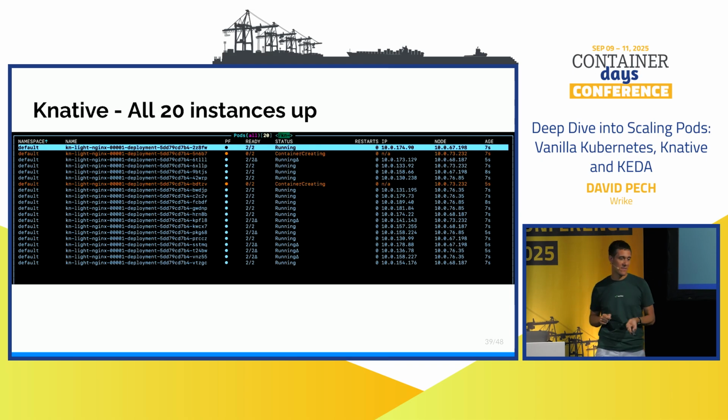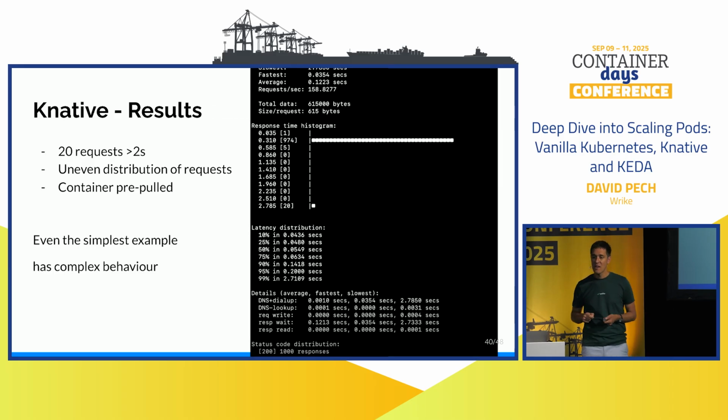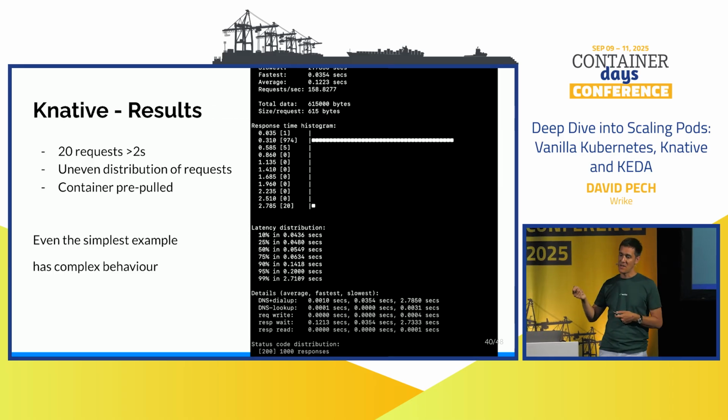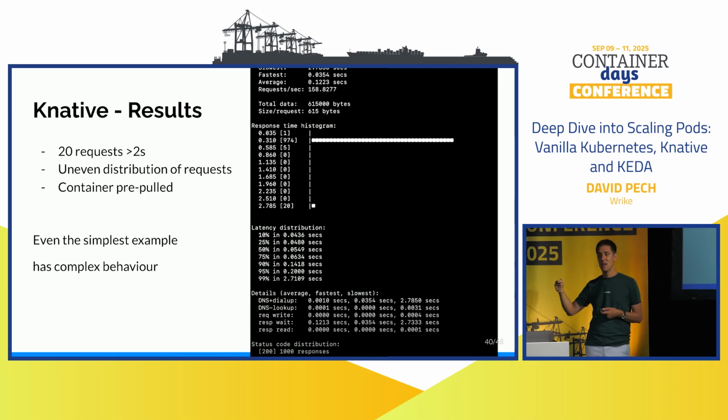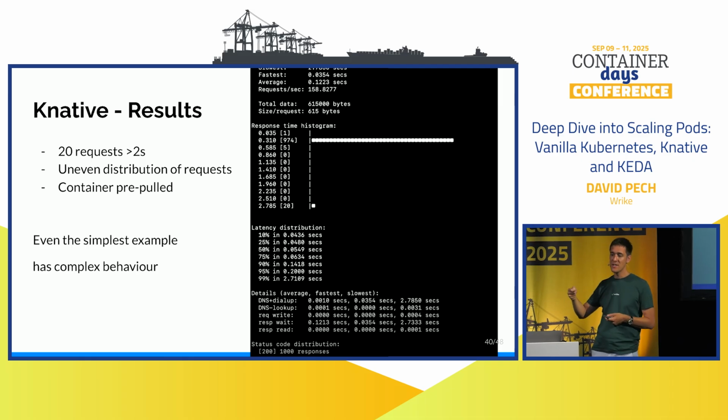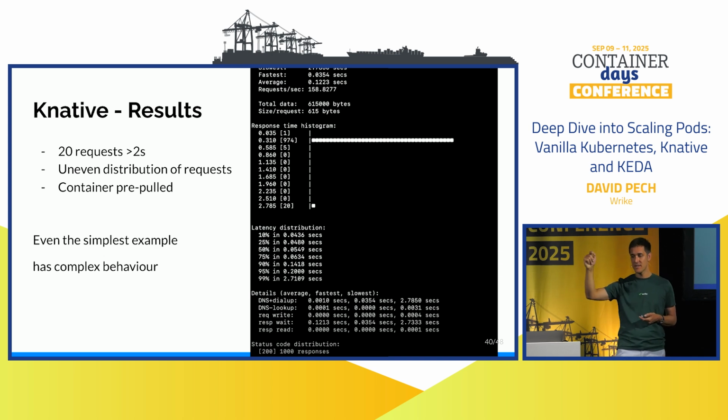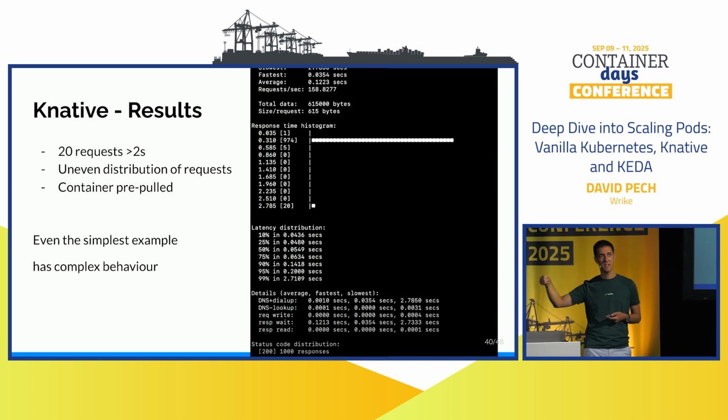And after 7-8 seconds, they are up. So how does it look from the benchmark perspective? There are 20 requests that took more than 2 seconds. This is the cold start. Most of the requests are much faster. But already we have introduced very complex behavior because the request time depends on the cold start. And if you have some SLIs, SLOs defined, like P99, you may already have broken them.